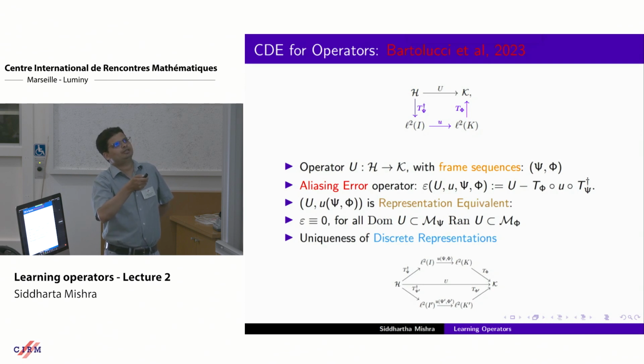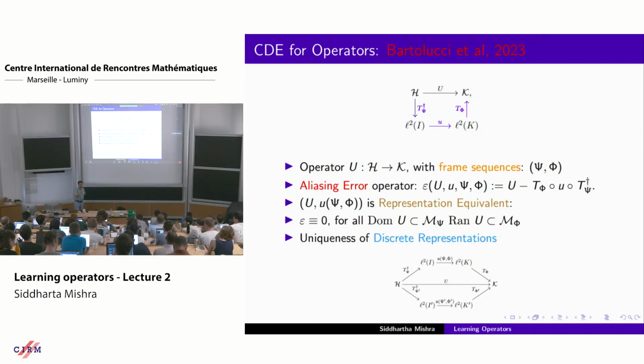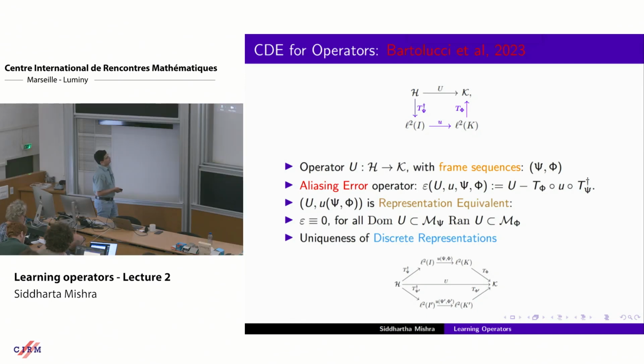It takes discrete inputs and gives discrete outputs. Here it is continuous inputs and continuous outputs. And what we want is this diagram to commute, right? Because then there would be some representation which is equivalent at both the continuous and the discrete level. In fact, for any of these tuples, here 4-tuples, you can define an aliasing error operator now. It takes your continuous operator, your discrete operator, and these frame sequences, and then you write what the error in this diagram commuting is. So this is precisely my concept of aliasing error.